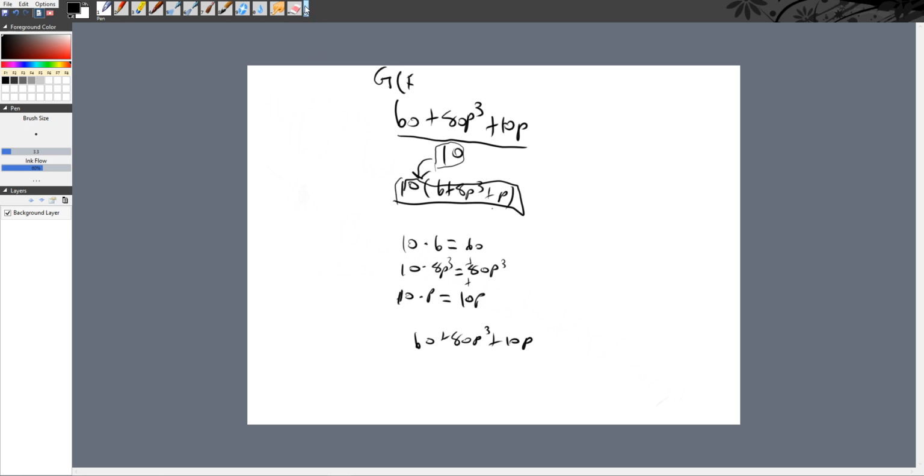Alright, let's try a completely different one. Alright, we have r squared minus 16. So this is called difference of squares, and it's because these are both perfect squares and the difference.